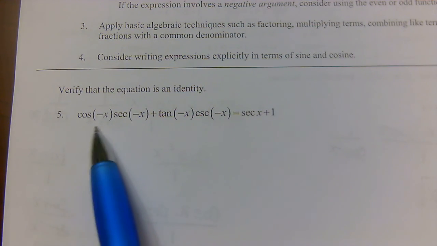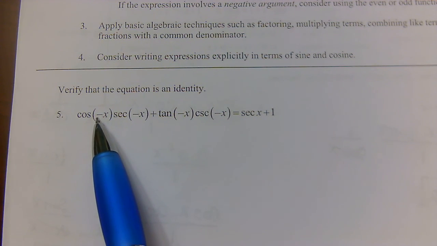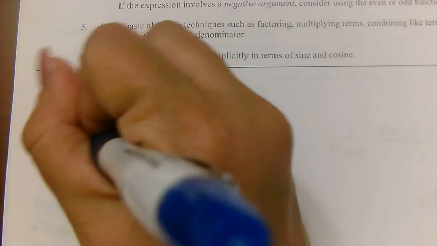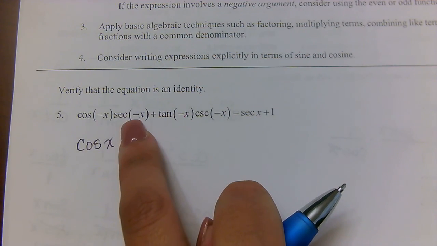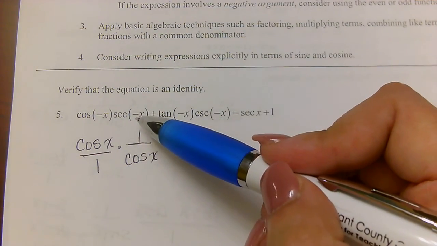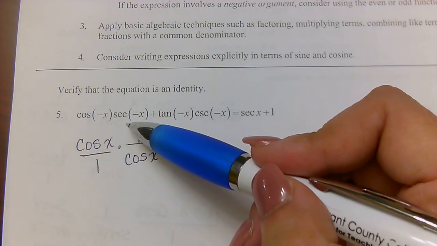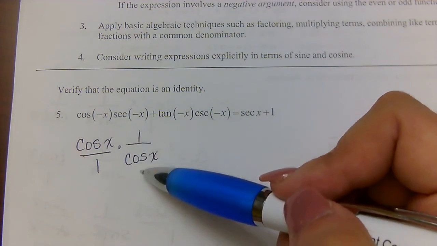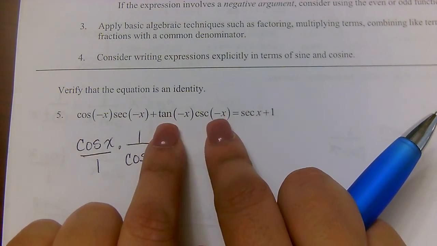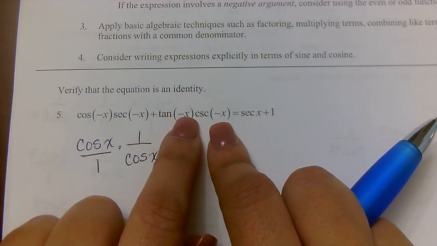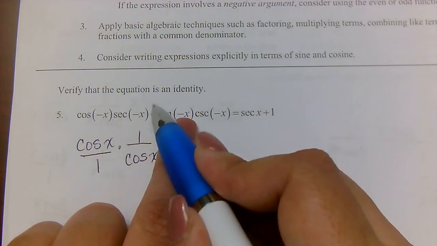So let's start with cosine. Is that an odd or an even function? It's an even function. So when it's an even function, we can just eliminate the negative and we're left with cosine x. Secant is the reciprocal of cosine, so that means secant is also an even function. I actually did two things here. I eliminated the negative because secant is an even function, and then I wrote secant as 1 over cosine. Plus, now here, tangent is an odd function, which means the negative has to come out.